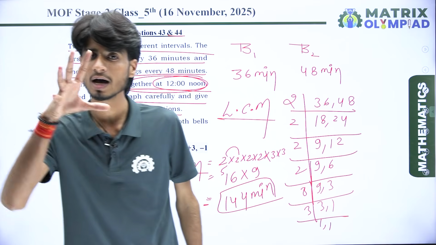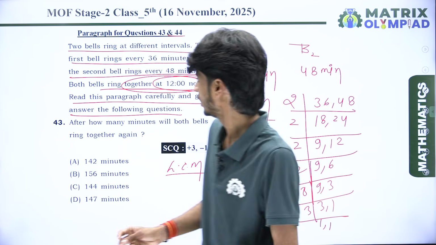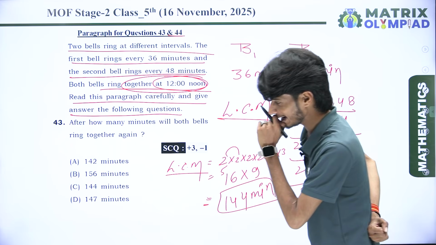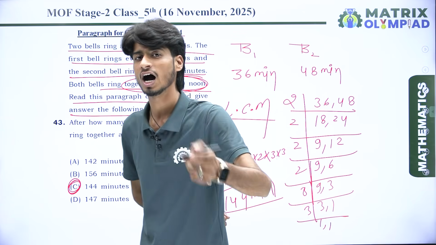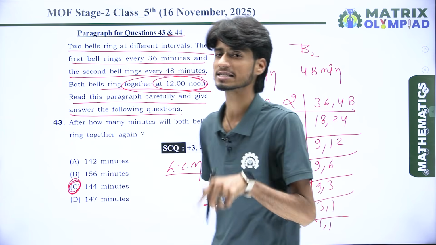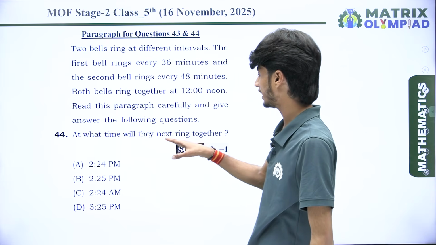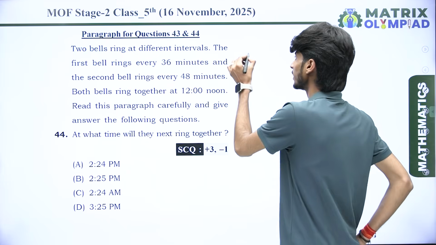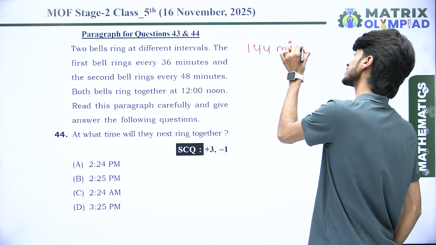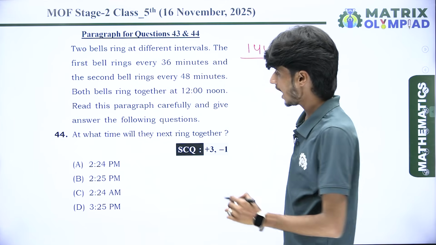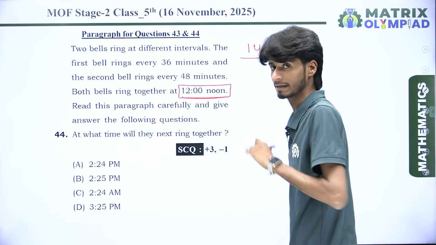That means they both ring together every 144 minutes. Yes or no? So let's see. Which is the correct option? Option C is the correct option. Bells ring together after every 144 minutes. Let's come to the next question. What does it say? At what time will they next ring together? You know very well they ring after every 144 minutes according to the previous calculation. Yes or no? And they both rang together at 12 noon the last time. Yes or no?